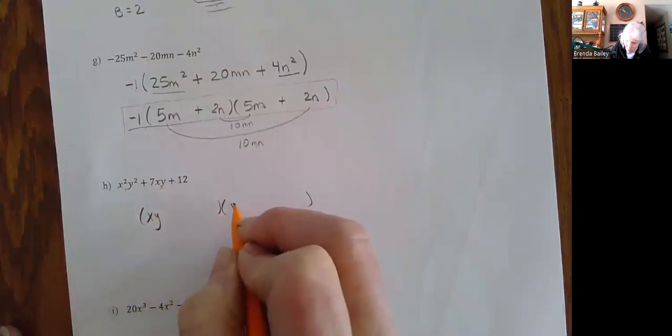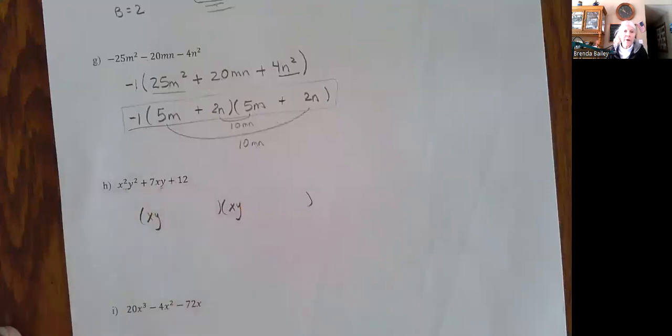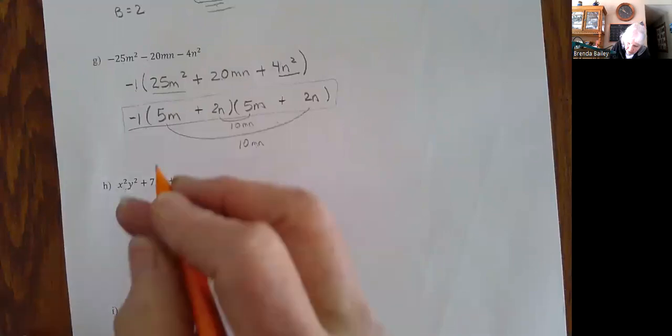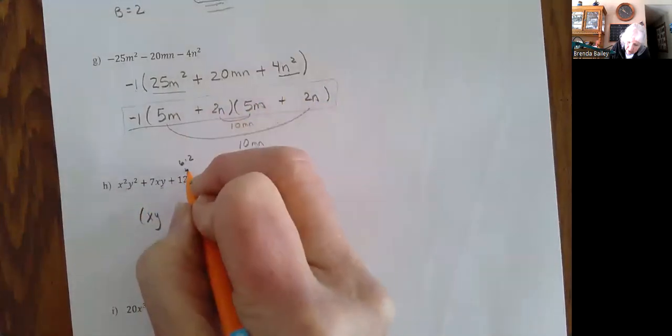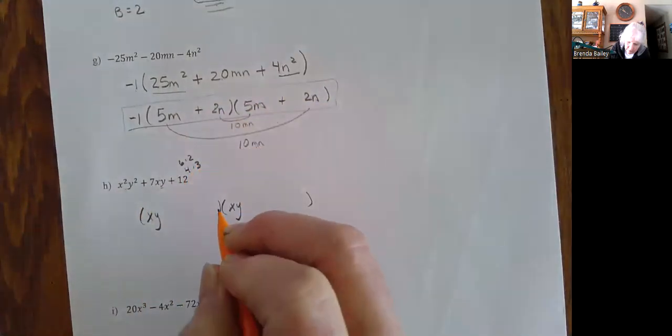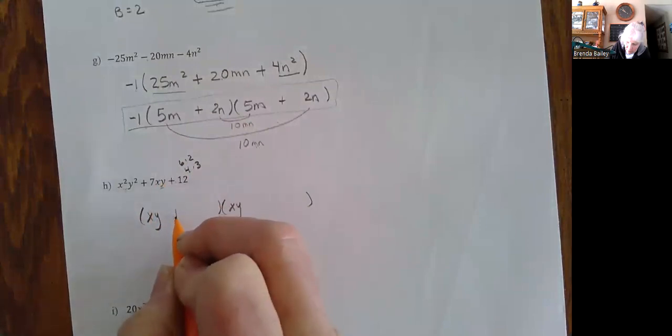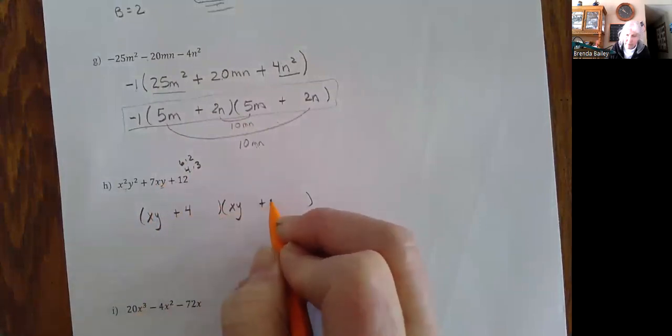xy times xy gives you x squared y squared. That's probably the hardest part of this. What multiplied together gives you 12 and added together gives you 7? Well, 6 and 2 gives you 8. So I know it's not 6 times 2. That gives you an 8 when you add. 4 times 3 gives you the 7. Plus 4 and plus 3. Okay.